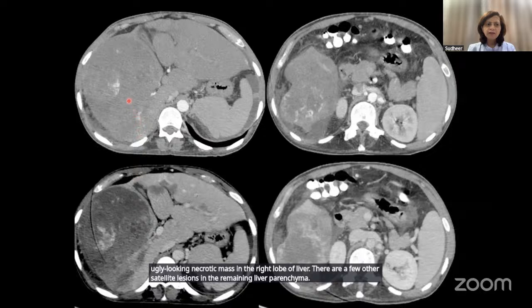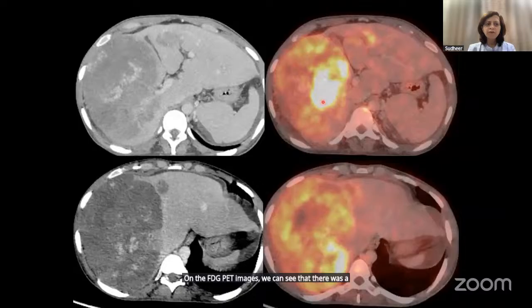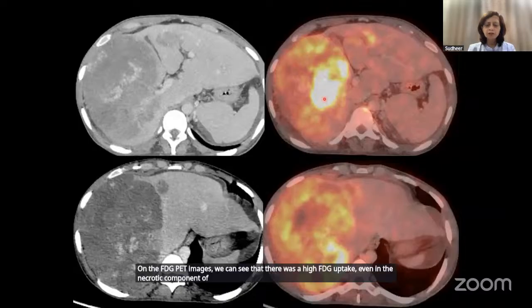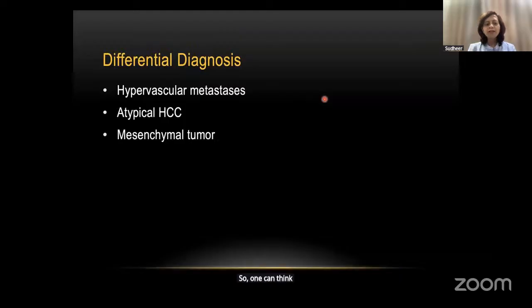On the arterial phase, we can see visible arteries within the mass, and there are a few patchy arteries visible in the remaining necrotic areas also. On the FDG PET images, we can see that there was a high FDG uptake even in the necrotic component of the lesion. So it is a very aggressive kind of tumor. One can think of hypervascular metastasis, atypical HCC, or mesenchymal tumor in these kinds of cases.